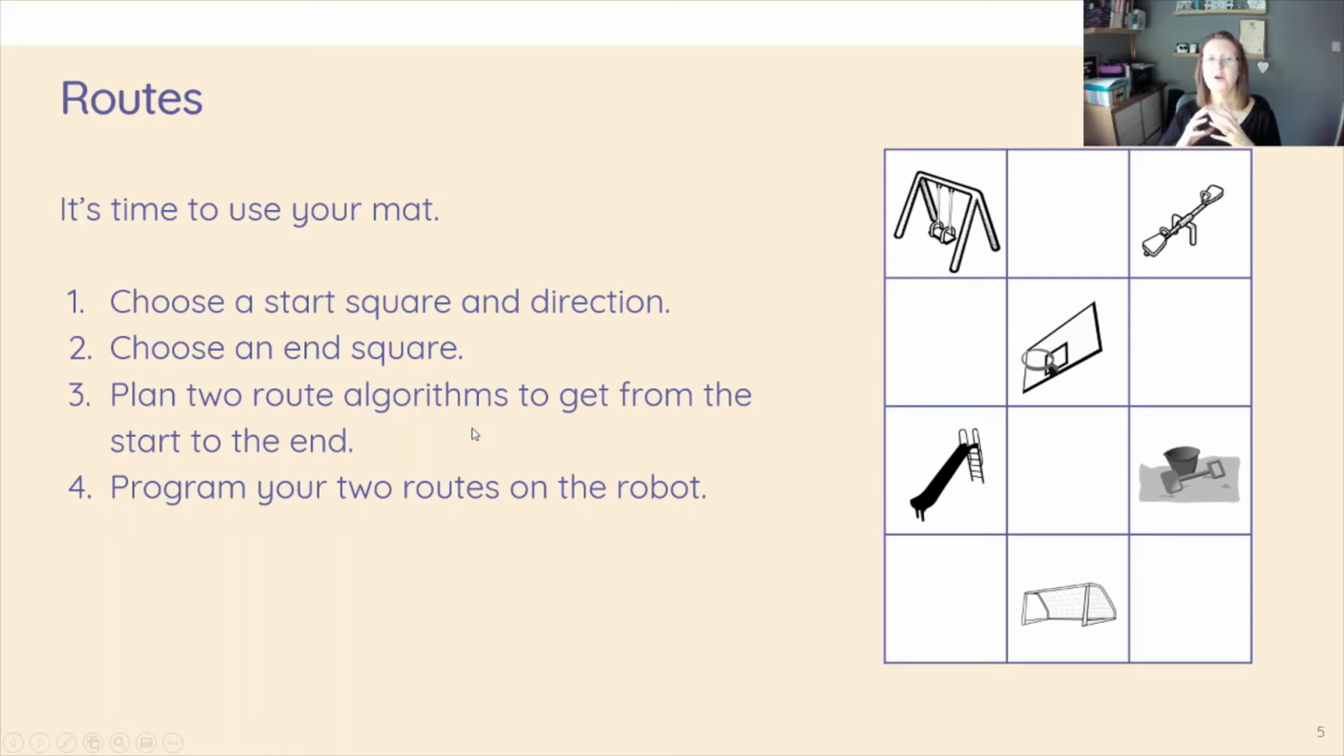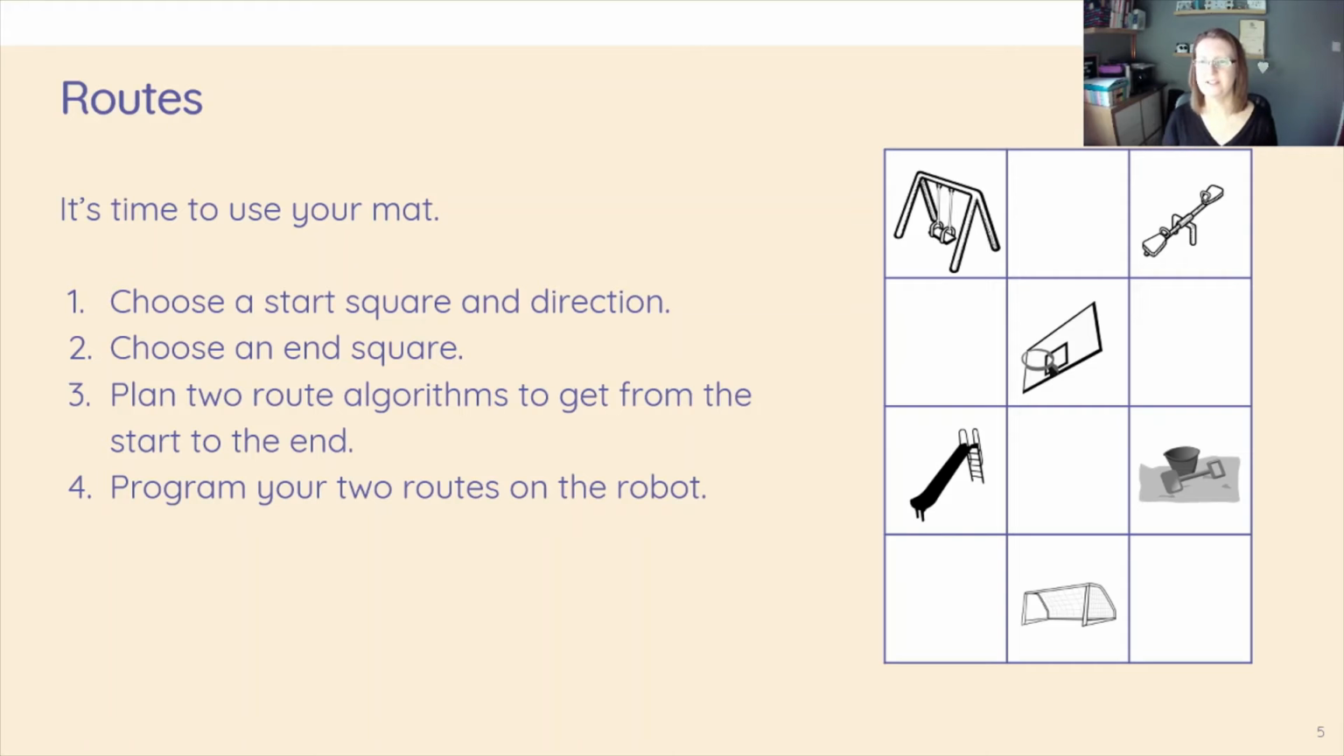And then it's time to think about using your mat, and you're going to choose a start square and a direction that you're facing. Remember, that's really important, which way are we facing? And you're going to choose an end square. Where do we need to end up? And you're going to plan 2 route algorithms to get from the start position to the end position. And then you're going to program your robot to follow that route.